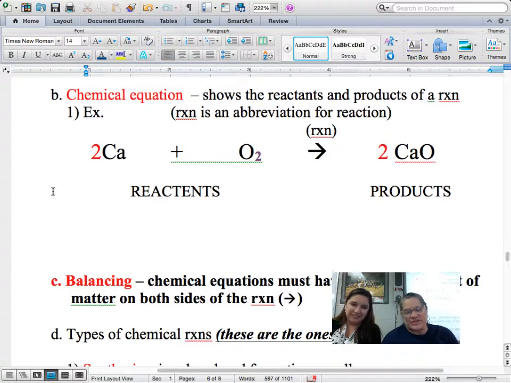So, chemical equations show us the reactants, which are on the left side, and the products, which are on the right side. And so this is a crazy thing I do with my class, but like in the Karate Kid, we have reactants and products. Yeah, and in this case, we have calcium and oxygen, which are our reactants. And then we put those together and form bonds to produce something called calcium oxide.